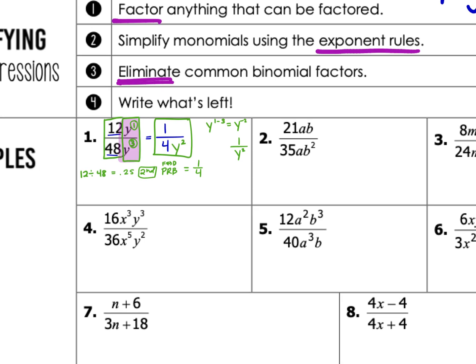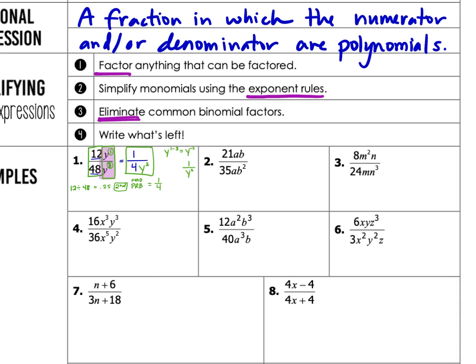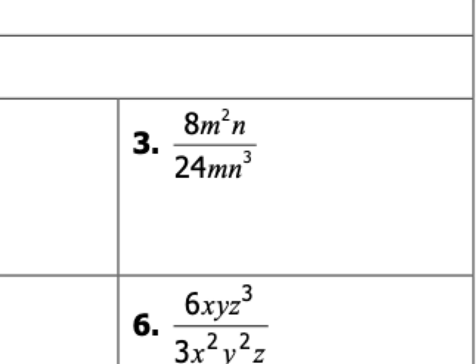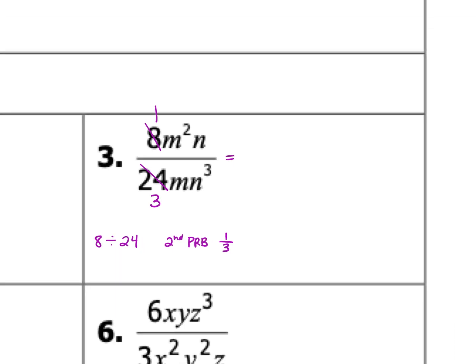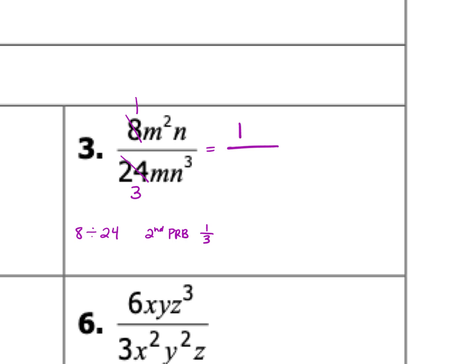Okay. Let's go to number 3. Again, you can reduce these multiple ways. You can say 8 over 24, both are divisible by 8, so that's 1 and 3. Or you can do the 8 divided by 24 in your calculator, take that decimal, hit second, and then the PRB button, and that will turn it into 1/3 for you. If you want to do it that way, that's great. If you want to do the division to get there, that's great too. Okay, so we have a 1 over 3.